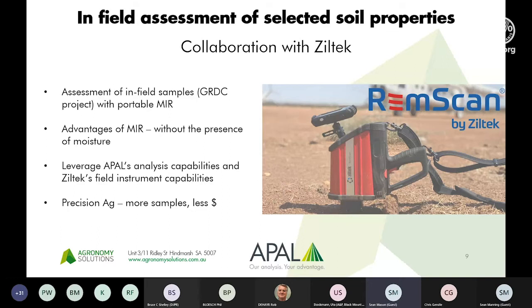Obviously there are advantages of MIR over NIR. The presence of moisture is potentially an issue in field, but something we're obviously testing out. So with linking in APAL's analysis capabilities and Ziltech's keenness to go out in the field, and by Sean's presentation earlier, I think there's a good linkage there, and something definitely we can work on. Again, this precision ag capability is going to be key going forward. Carbon credits, carbon farming, texture, phosphorus retention has been quite powerful on a paddock level. The more samples we can get analysed for fewer dollars is actually going to help the advisor and the grower.